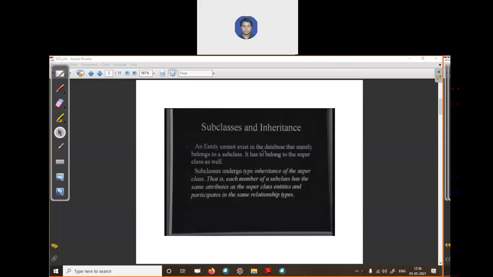And the second point is subclasses undergo type inheritance. I already mentioned this. What are the attributes of the superclass? All the attributes will be inherited by the subclass as well. Means what attributes you defined for class A, all these attributes will be inherited by class B as well. Means what attributes you define for the vehicle, all these attributes car has as well. Are you getting my point?